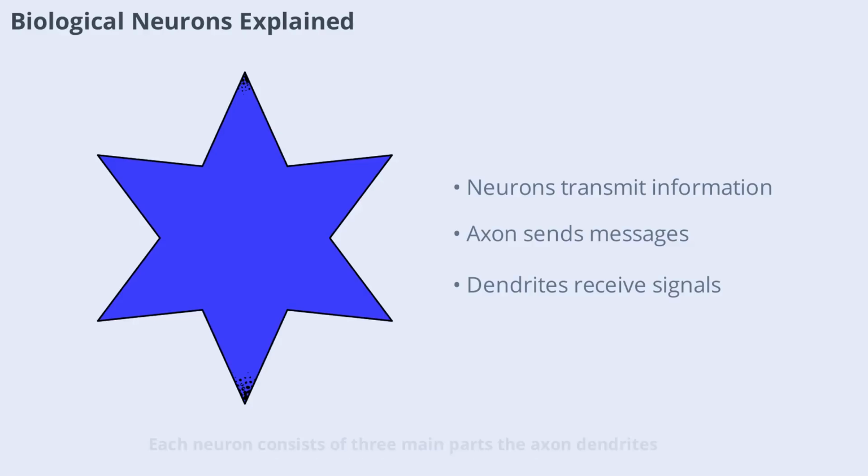Each neuron consists of 3 main parts: the axon, dendrites, and the cell body containing the nucleus. The axon sends messages, dendrites receive them, and the nucleus controls cell activity. Neurons connect with thousands of others, forming complex networks that enable us to perform intricate tasks. This organization is what inspires artificial neural networks in computers.